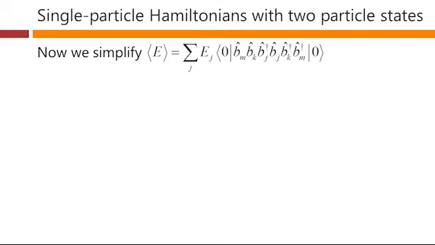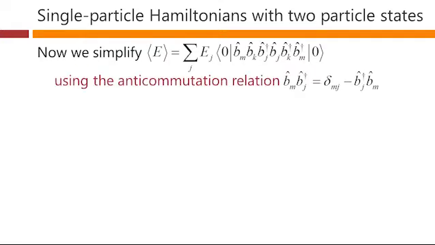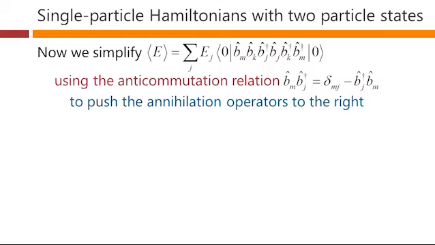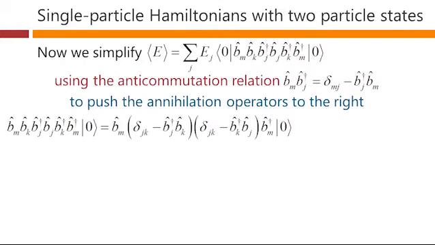Well, we're going to simplify this expression now. And again, all we're going to do is use this anti-commutation relation to push the annihilation operators to the right. This whole process is one that you almost don't even have to think about. There are no real decisions to be made here. Every time you see a pair of operators with the annihilation operator on the left and the creation operator on the right, you use this relation to rewrite it.